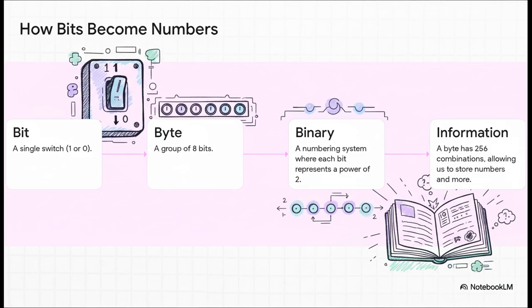So we take 8 of those bits and we bundle them together. We call that a byte. And suddenly, with just those 8 little switches, you now have 256 different possible combinations of ones and zeros. This lets us represent numbers using a system called binary. Each spot in the byte is a power of 2. And just like that, those simple on-off switches can count all the way from 0 to 255.